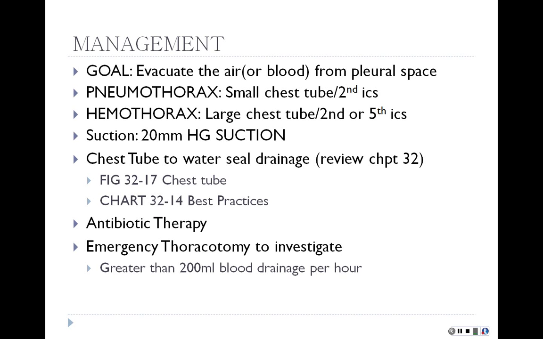Antibiotics certainly are going to be something they're getting. A thoracotomy might have to be done if we've got more than 200 mLs of blood drainage per hour, because that's a whole lot of blood, and we don't expect that. So if we're getting that much, the surgeon is going to have to go in and explore and find out where that's coming from and stop it. Okay?